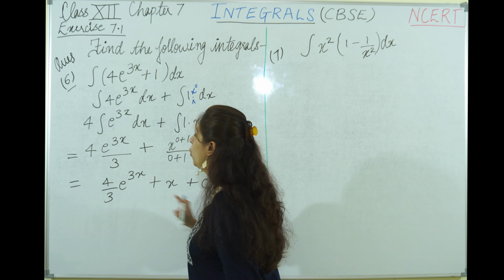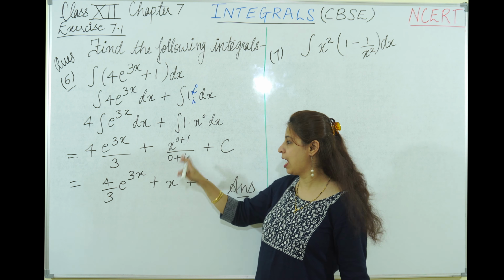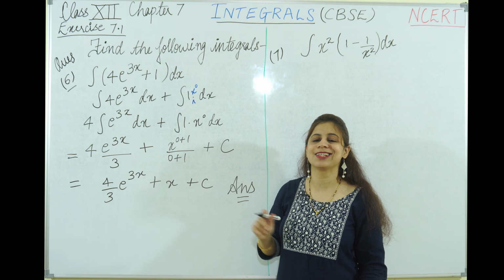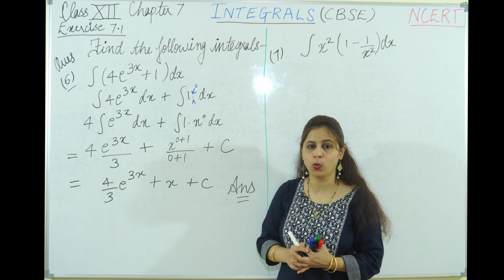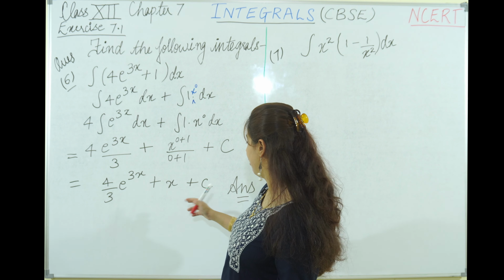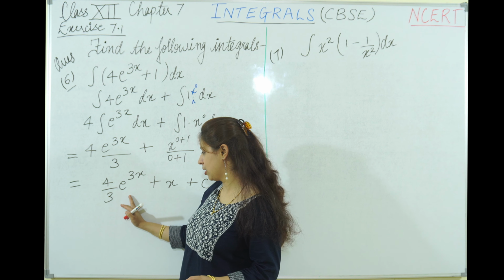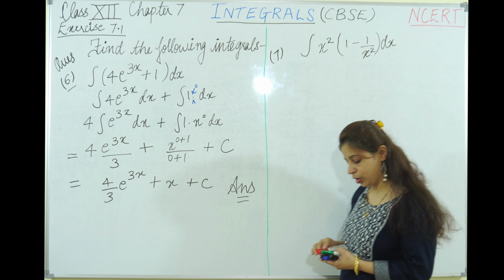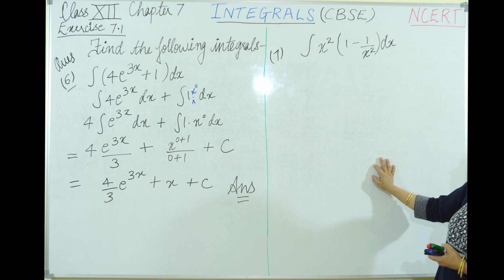Always remember, when you remove the integration sign, a constant has to come with it, and that constant is the integration constant. Okay, it is the integral constant. Okay, so my answer is 4 upon 3 exponential function to the power 3x plus x plus c. So now let us start with question number 7.